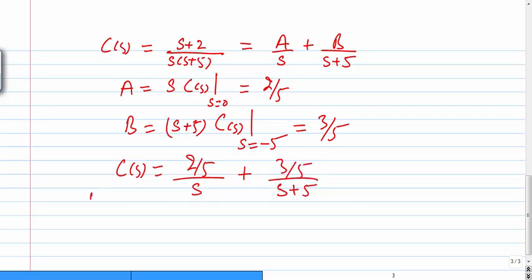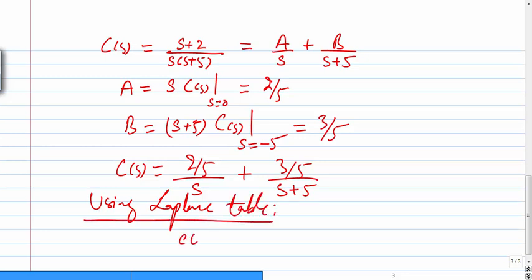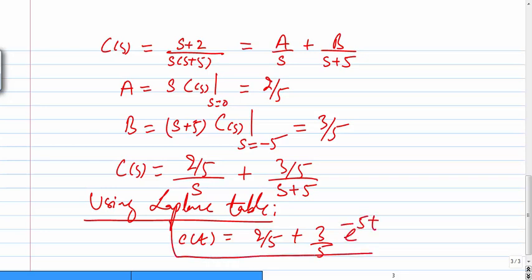Now where I use the Laplace table, C of t becomes 2 by 5 plus 3 by 5 times exponential minus 5t. So this is the response we are getting for this first order system.